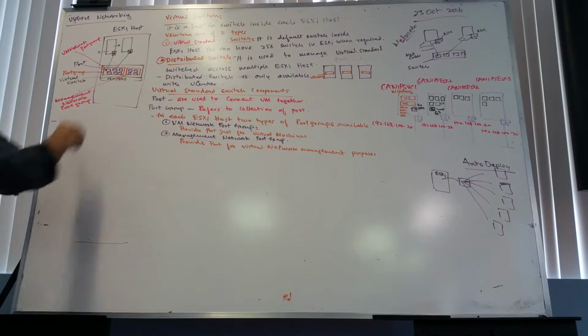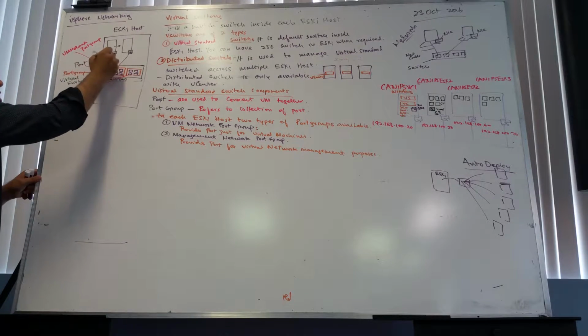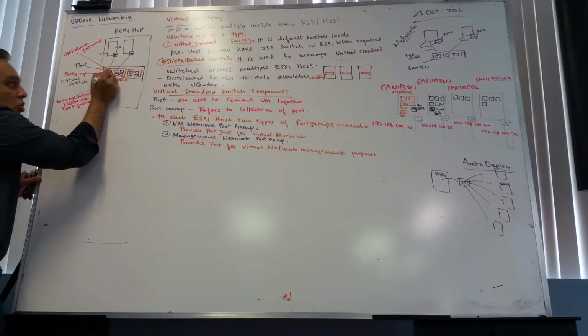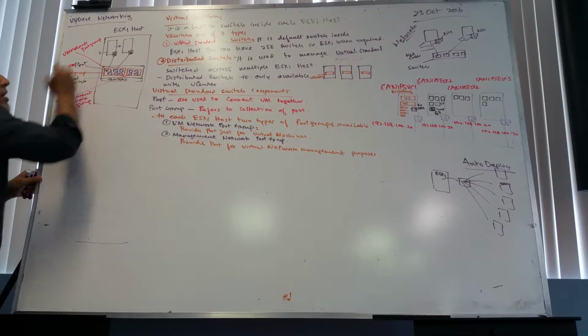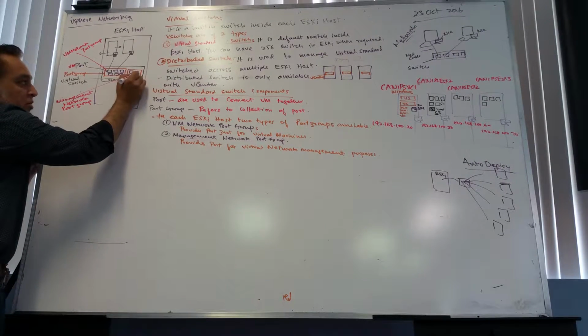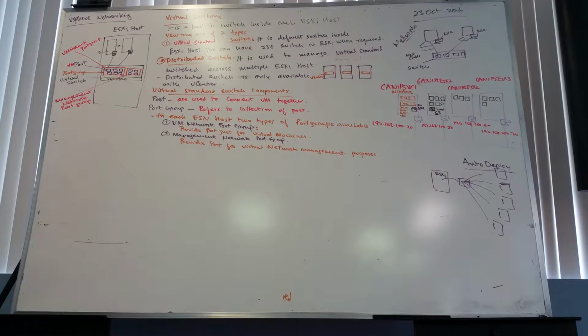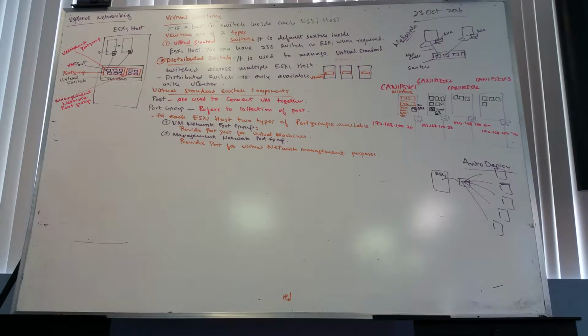So basically, this is the management network port group, and this is known as the VM port group. The ports inside a VM port group are known as VM ports. And the ports inside the management network port group are known as VM kernel ports.